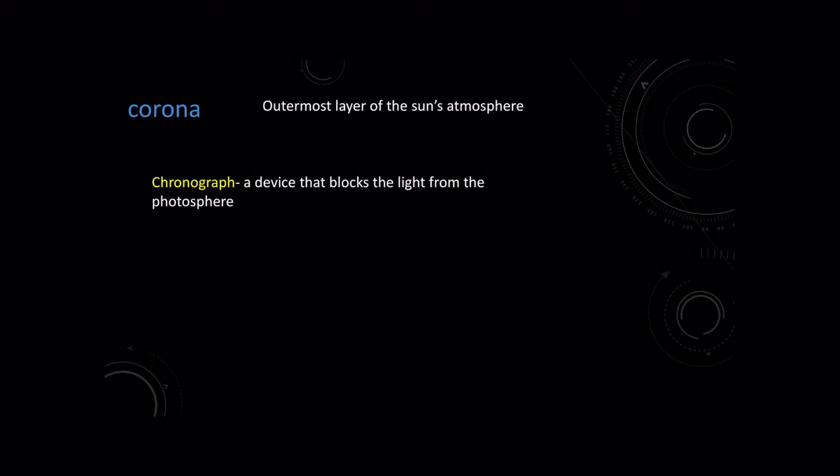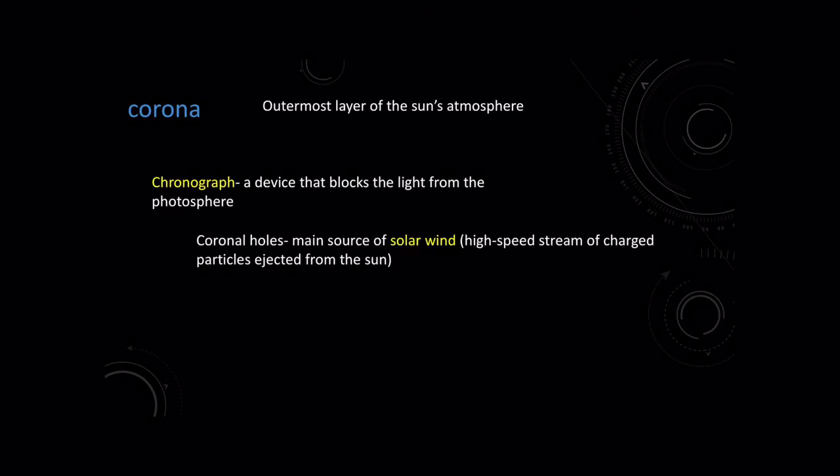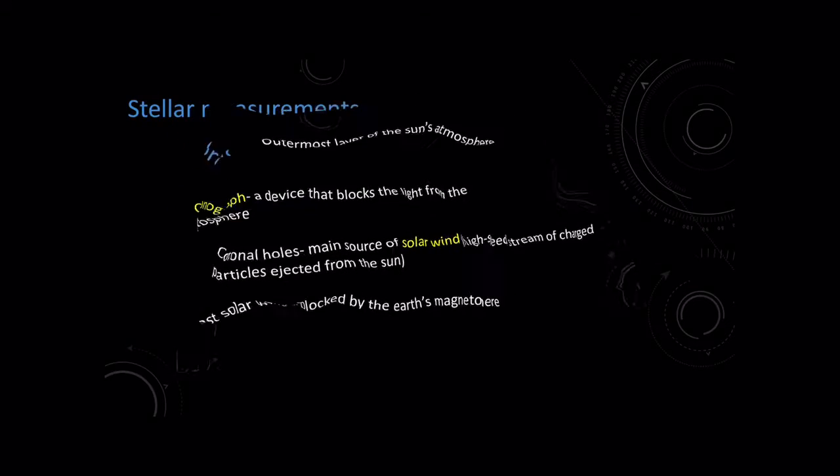The coronagraph is a device that blocks the light from the photosphere, and they have coronal holes. These are the main source of solar wind, which is high-speed streams of charged particles that are ejected from the sun. Most of the solar wind is going to end up being blocked by the Earth's magnetosphere. I don't know if you guys remember us talking about that. I think it was probably like two or three chapters ago.